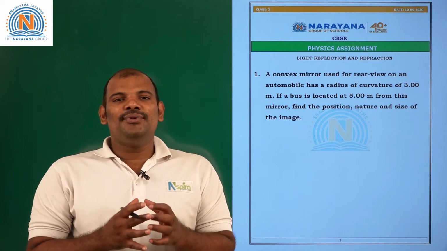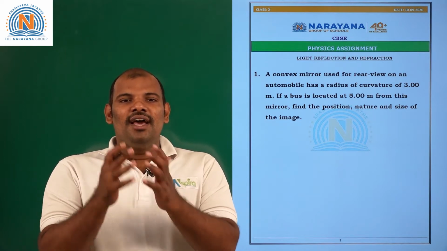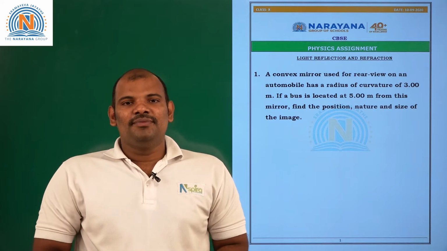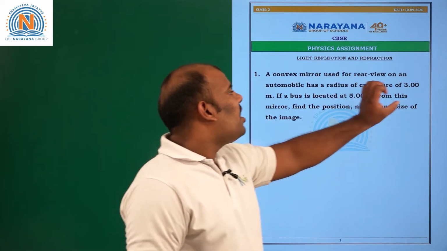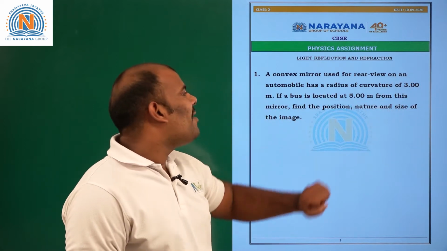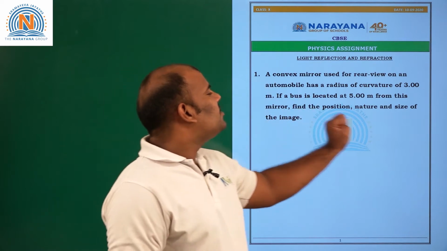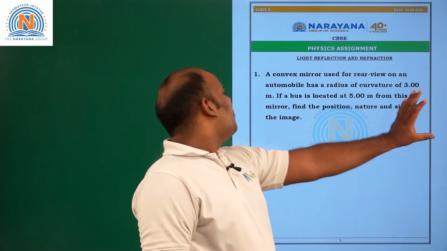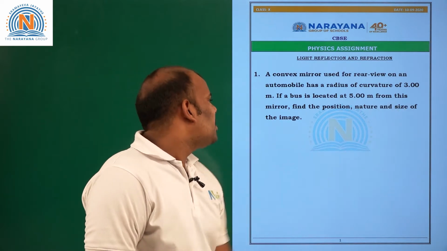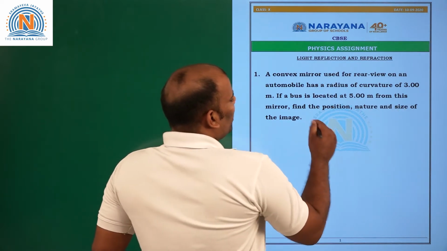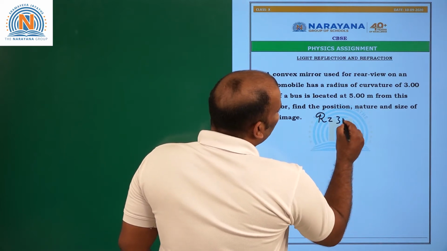Today I am here to explain the physics assignment related to the topic light, reflection and refraction. Question number 1. A convex mirror used for a rear view mirror on an automobile has a radius of curvature of 3 meter. If a bus is located at 5 meter from this mirror, find the position, nature and size of the image. So radius of curvature is given, that is r is equal to 3 meter.